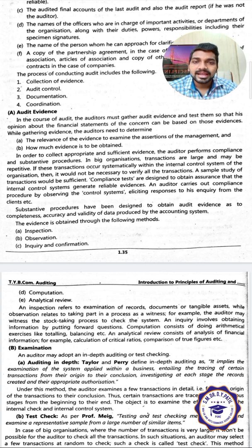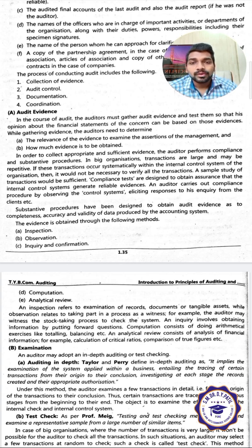In big organizations, transactions are large and may be repetitive. If these transactions occur systematically within the internal control system of the organization, then it would not necessarily be required to verify all the transactions. A sample study of transactions would be sufficient. Compliance tests are designed to obtain assurance that the internal control system generates reliable evidence. An auditor carries out compliance procedures by observing the control system, eliciting responses to his inquiry from the clients, etc.